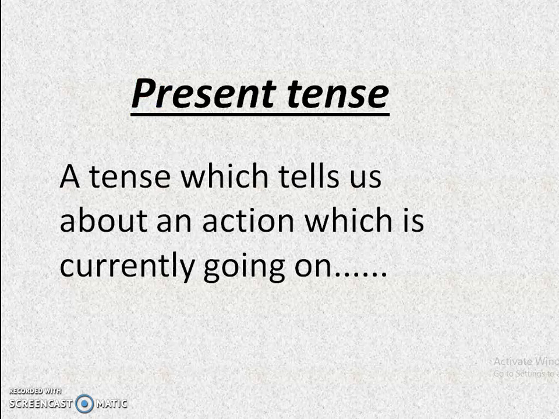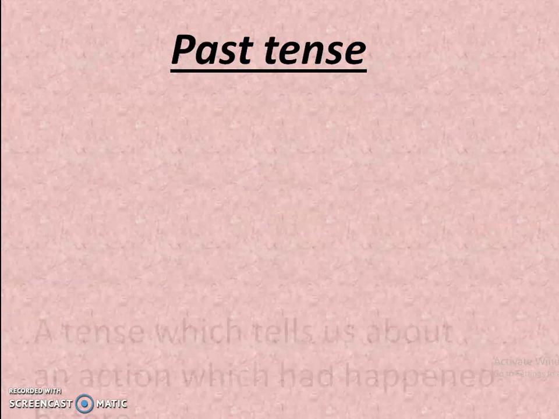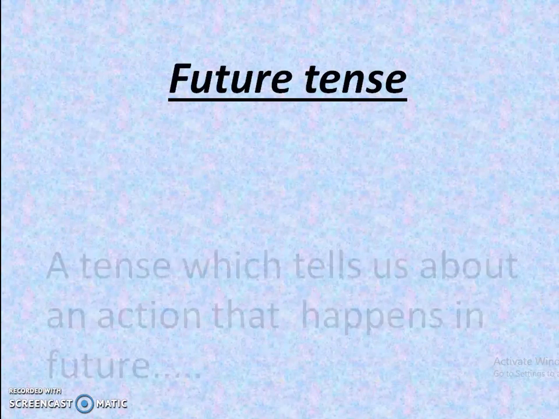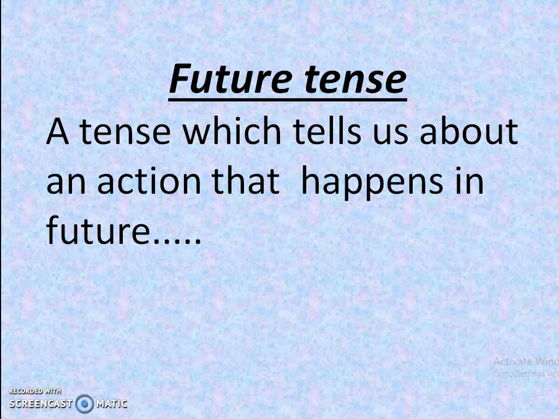The present tense. This is a tense which tells us about an action which is currently going on. The past tense. A tense which tells us about an action which had happened before, that means in the past. The future tense. A tense which tells us about an action that happens in the future.